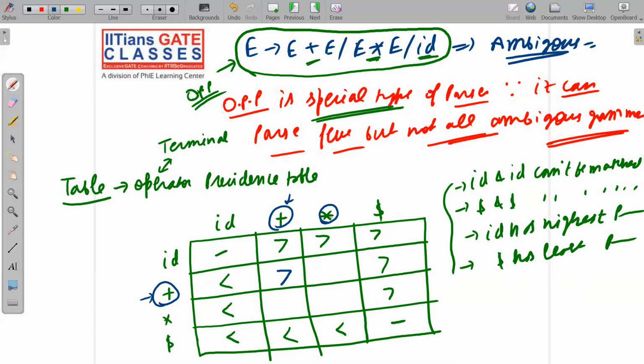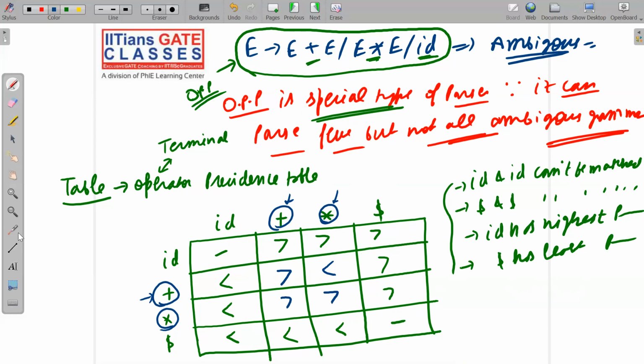Similarly, plus and star. Who is having more precedence? Star is having more precedence than plus, so star will be like this. If you are not able to follow, don't worry. When I show you some examples, you will get more clarity. Now this star and this plus: star is having more precedence. Star and star: consider this star as the left star, and star is left associative, so I will put the symbol like this. This is the way to construct the table. Right now I will not be able to explain much about this table. Once I jump to the algorithm part of the operator precedence parser, you will get more clarity.